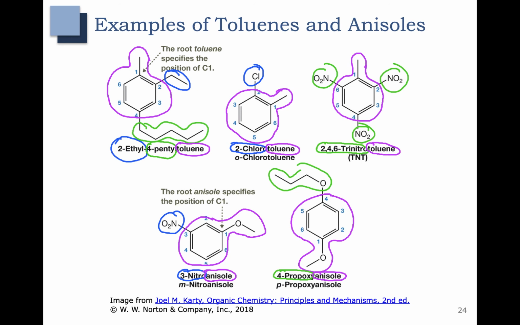Hopefully you've noticed that the toluene very specifically contains only a methyl group. An ethyl group doesn't count as a toluene. And an anisole very specifically contains a methoxy group. Other ethers would not count as an anisole.